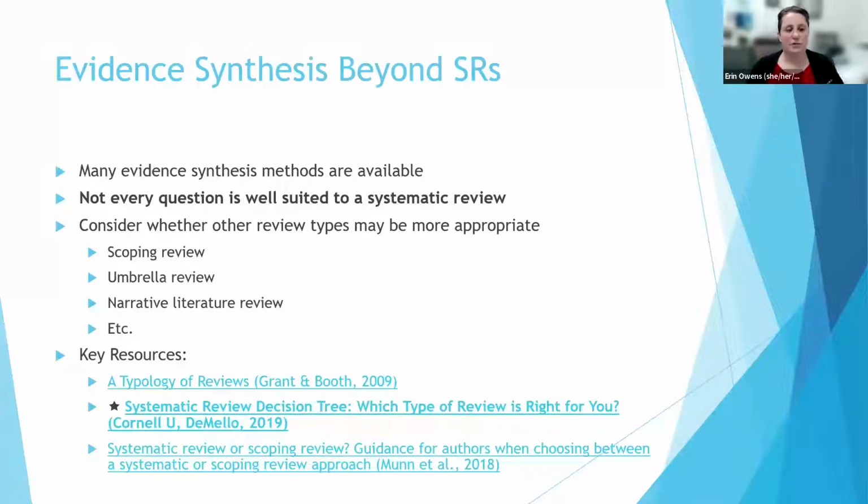I do always like to note that systematic reviews are only one type of evidence synthesis. Not every question is going to be well suited to a systematic review specifically. There are other types of reviews that may sometimes be more appropriate, like a scoping review or an umbrella review. And I've linked a few resources here that you'll be able to get back to in my slides that can help differentiate some of these review types. And in particular, I really like this decision tree that I've starred here that can help you go through some questions to decide which type of review might be most suitable for your context.